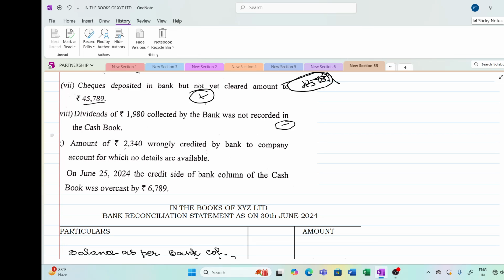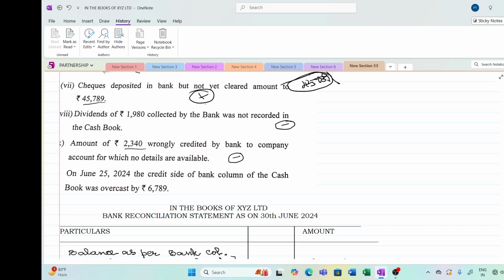Again, 2340 was wrongly credited by bank. So wrong credit also will reduce your overdraft. So this will also get reduced from our overdraft burden. Though it's a wrong credit, they will make the correction later. But right now, when I am doing the bank reconciliation statement, the bank has reduced my overdraft by 2340 by crediting this amount to our account.